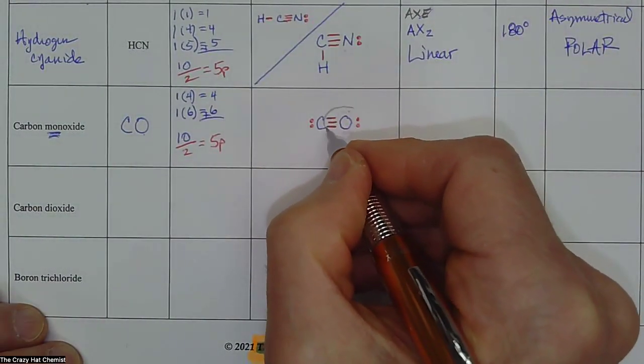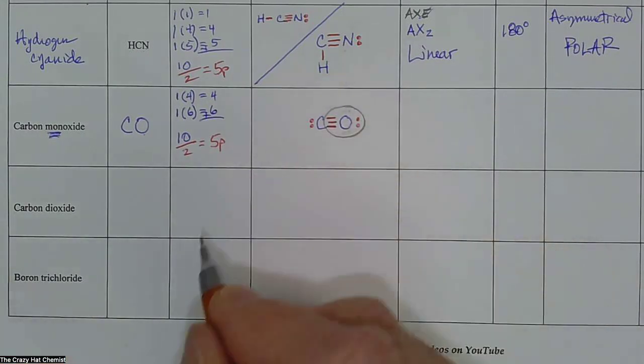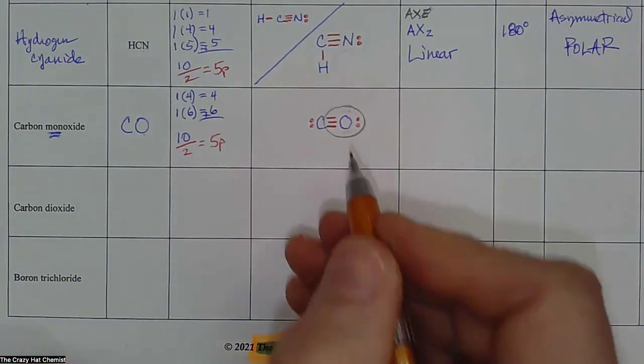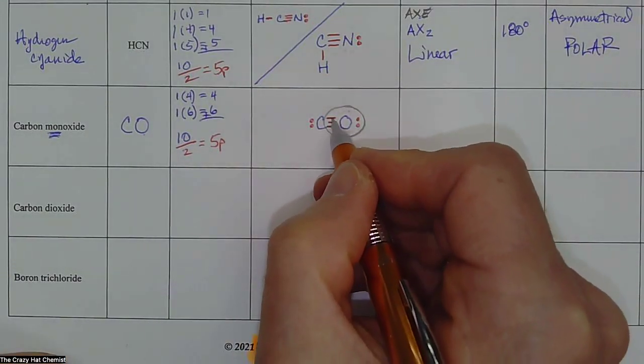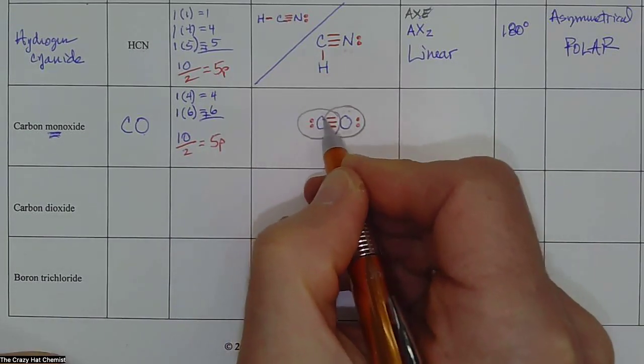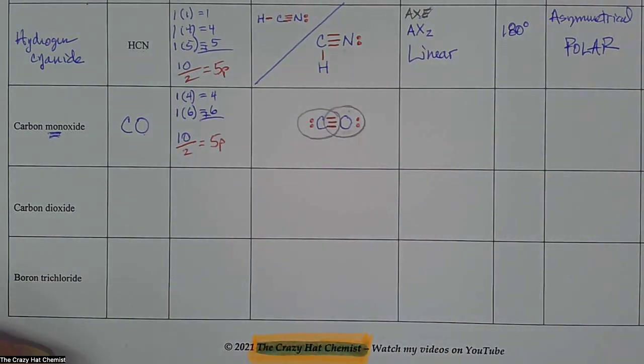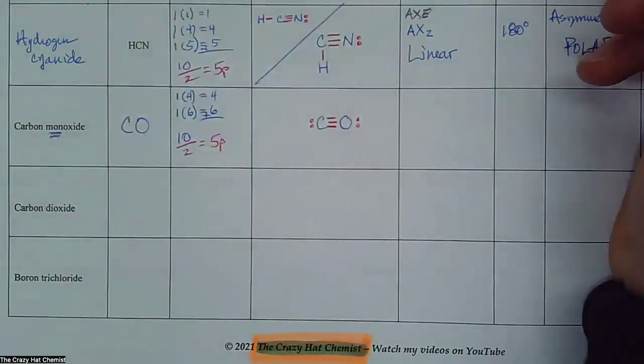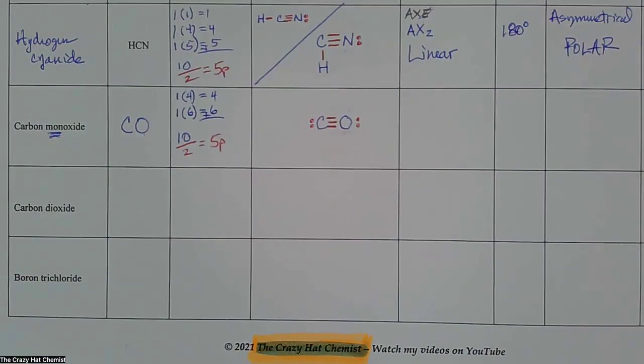So I'm going to place a circle around the oxygen and all the electrons around it. So that's 2, 4, 6, 8. That's an octet around the carbon. That's 2, 4, 6, 8. They both have an octet. Erase all that. And this is my Lewis dot structure for carbon monoxide.